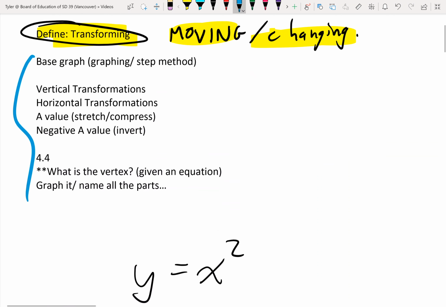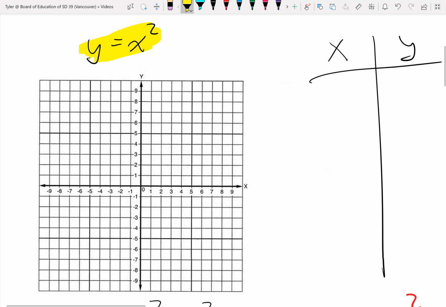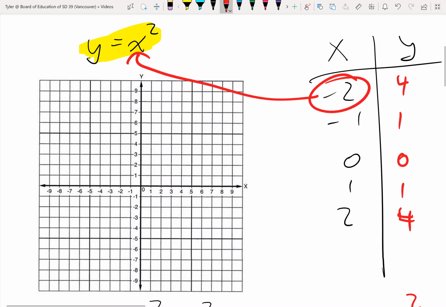Let's do this first. This is our base graph, y equals x squared. This is the simplest parabola we can graph. I'm going to do a table of values really fast. I like to include negatives so I get to see both sides of the equation. If I sub these numbers in the equation, my y values would be 4, 1, 0, 1, 4. I sub each number in for x. That's not new information.